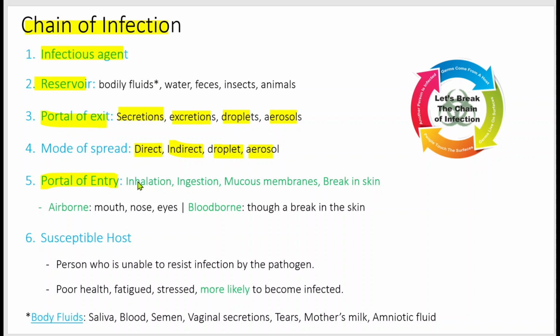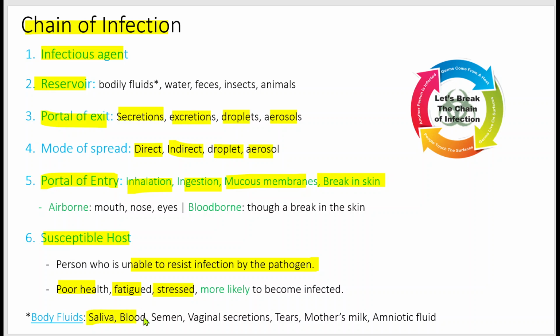Portal of entry can be inhalation, ingestion, mucous membrane, or break in skin. So the airborne can go through the mouth, the nose, or eyes. The bloodborne through the skin. A susceptible host is the person who is unable to resist. And again, a person in poor health, fatigued, or stressed will be more likely to be infected.